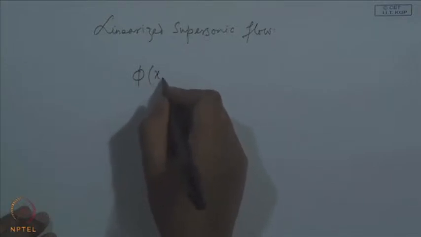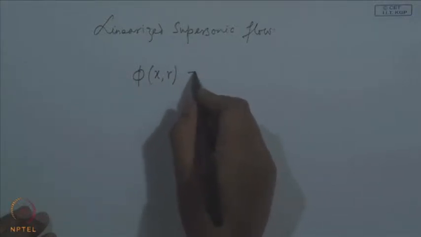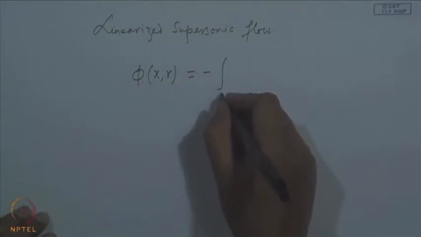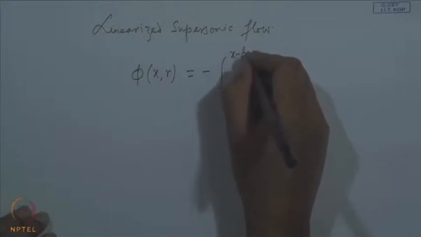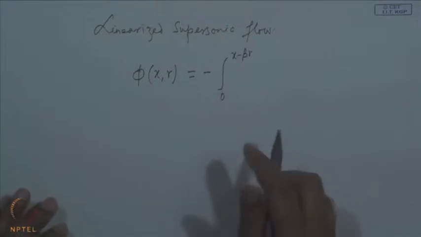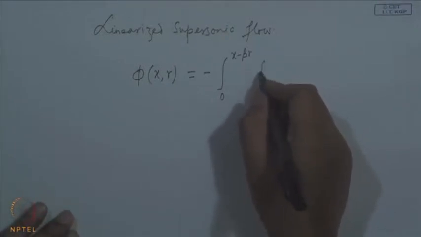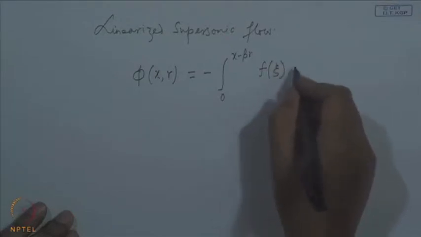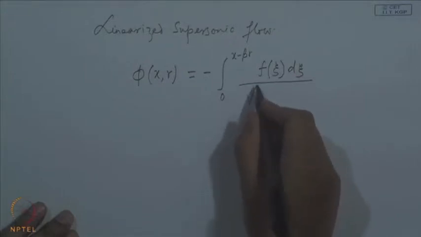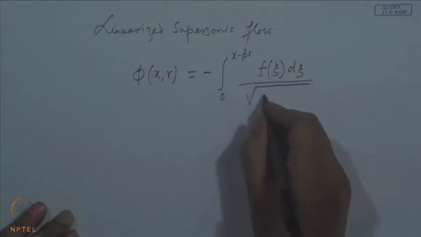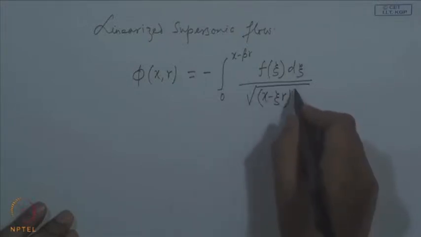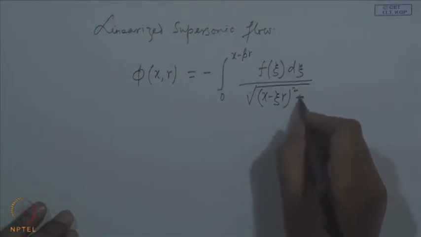So, this is what we got in the last class, that if we want to use that basic solution as a supersonic potential over a body, then the potential at any point must be given by the source distribution from 0 to x minus beta r, but not for 0 to L.